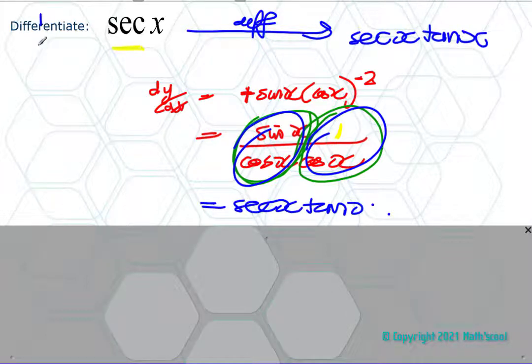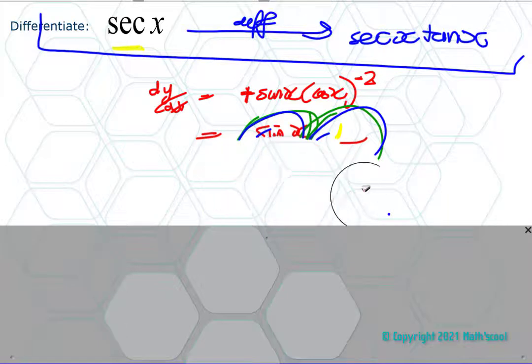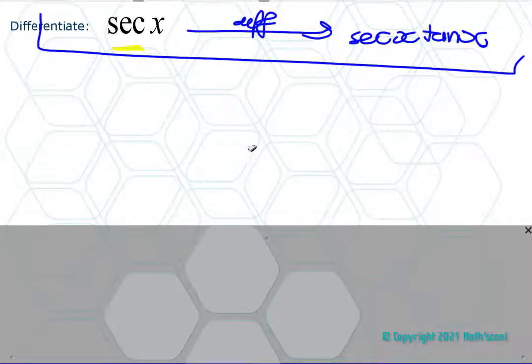Now, effectively, what we've learned is a new rule. We can add that to, we had rule 2, rule 3, and rule 4, which were, differentiate sine x, you get cos x, differentiate cos x, you get minus sin x, differentiate tan x, you get sec squared x. This is a new one, so we can add this rule. Differentiate sec x, you get sec x tan x. And once we've learnt a new rule, we can just simply apply the chain rule to it. Even though it's new to us, we can just immediately start applying the chain rule to it.